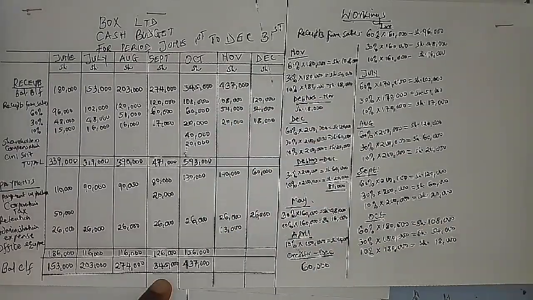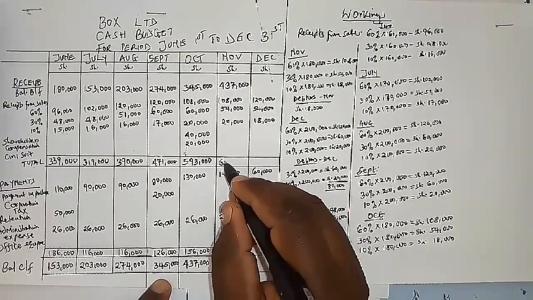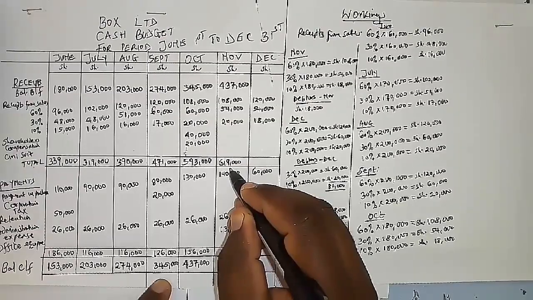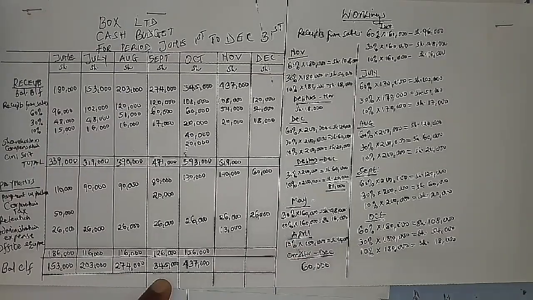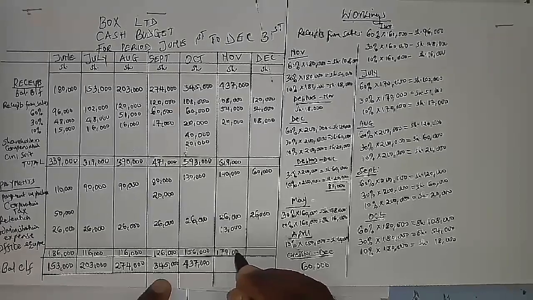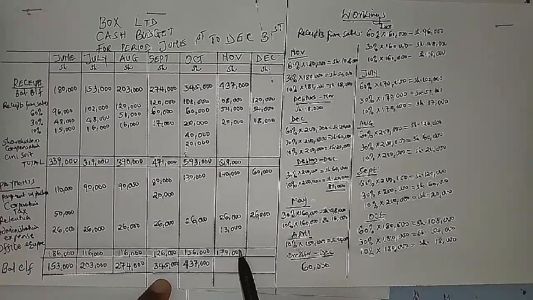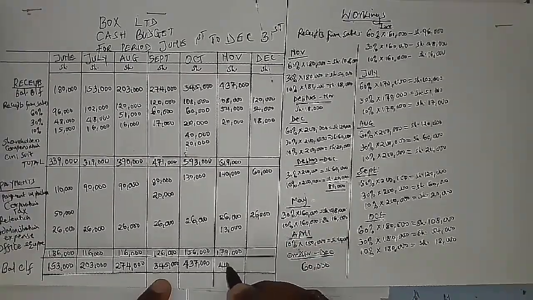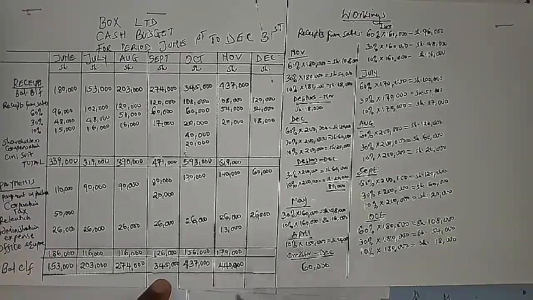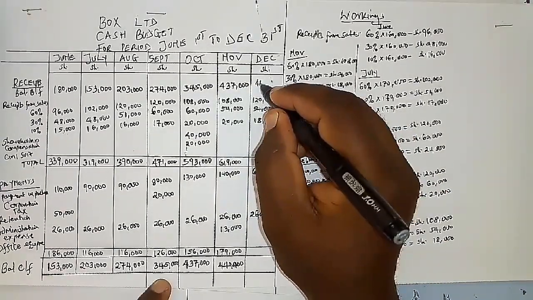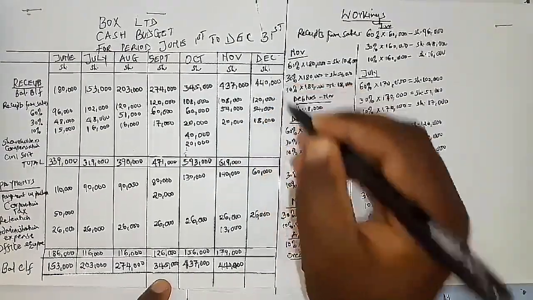Now 437,000 is carried forward to the month of November, and add the receipts. You will arrive at 619,000. The total payments for the same month will be 179,000. So you can see now the total receipts and total payments for the month. When we offset, the balance will remain 440,000. 440,000 will be carried over to the following month of December.